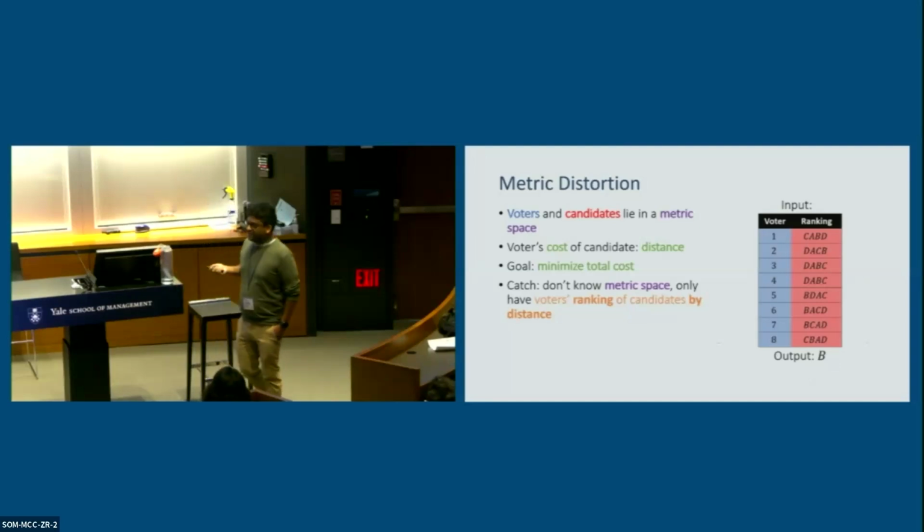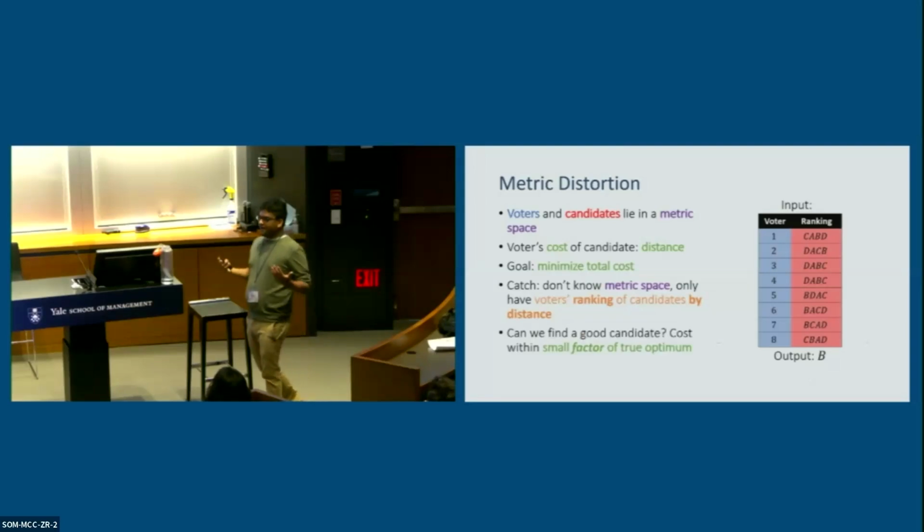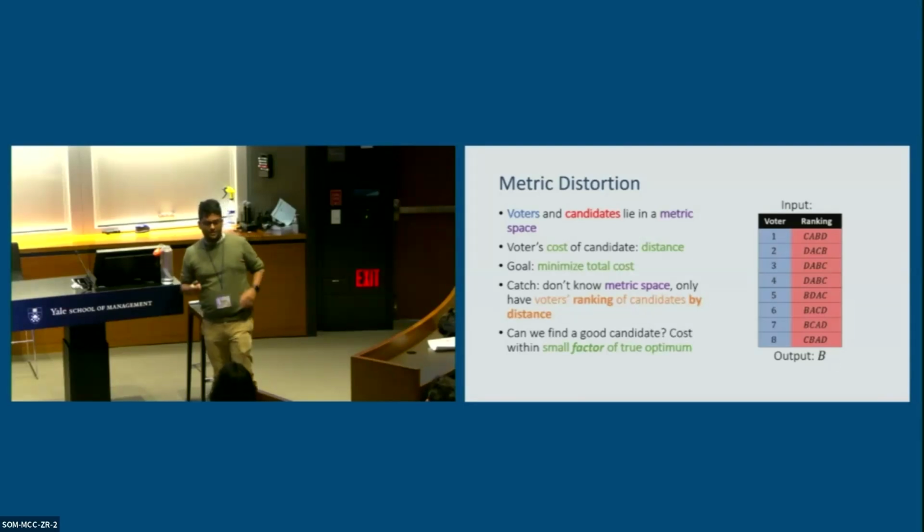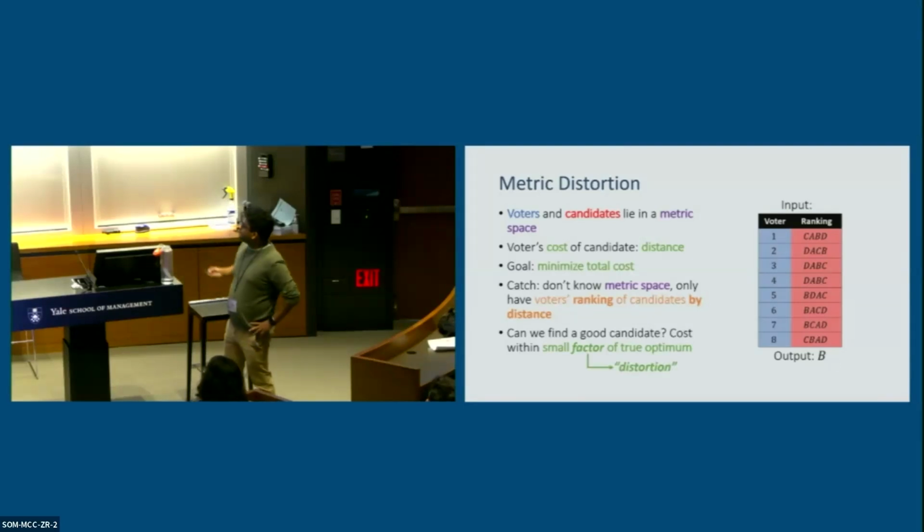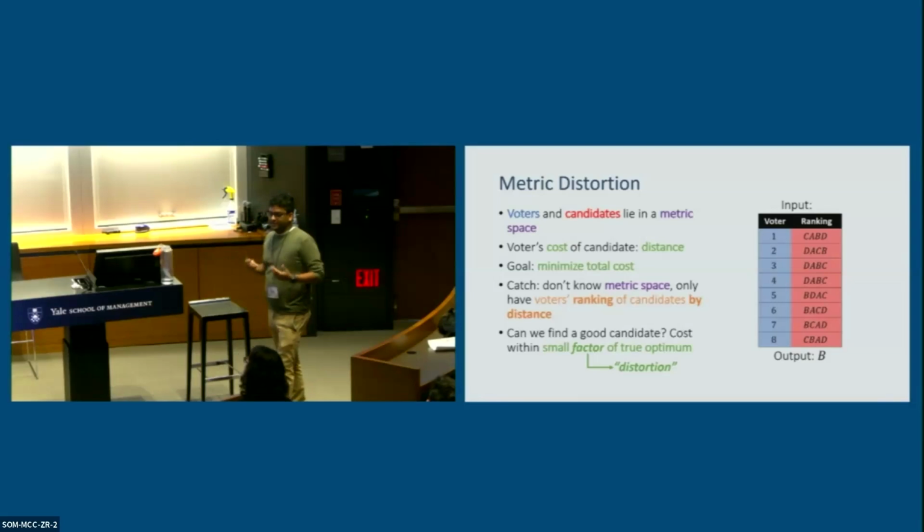If we can't exactly do this, the next best thing is to approximately do it. The question is, can we still find a pretty good candidate? One whose cost is within some small factor of the true optimum if we did know the metric space. This factor that we can hope to achieve is referred to in the literature as the distortion.